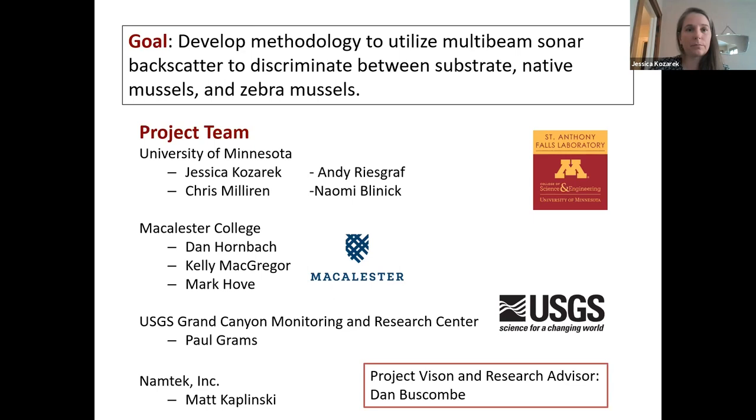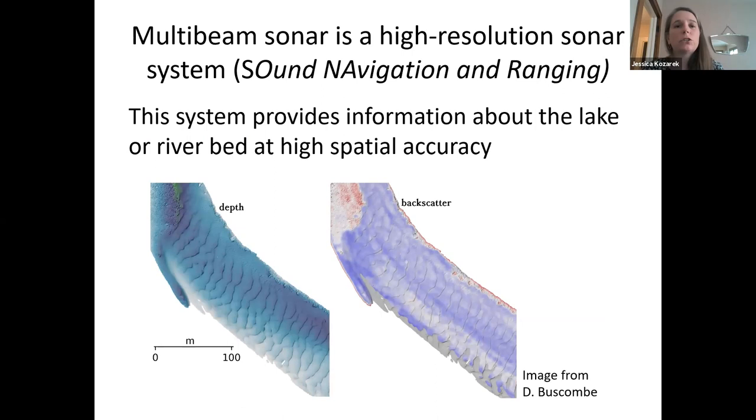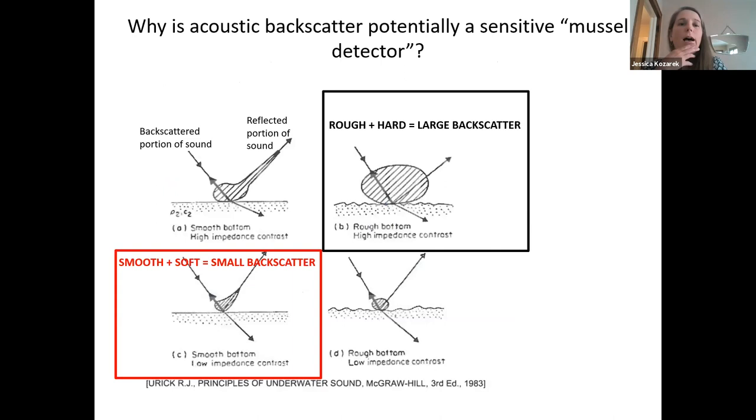So multibeam sonar is basically a research grade sonar that provides really high resolution or high accuracy information about a riverbed or lake bed. So it can provide information about depth, by measuring the time it takes for a sound wave to return off of a surface, a lake or river bottom, but also information about how that sound is returned, or the acoustic backscatter. And it's this acoustic backscatter that can tell us information about what that substrate looks like in terms of roughness and or density. The acoustic backscatter is what we're looking at to help us be a mussel detector.